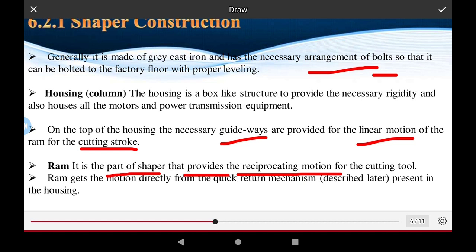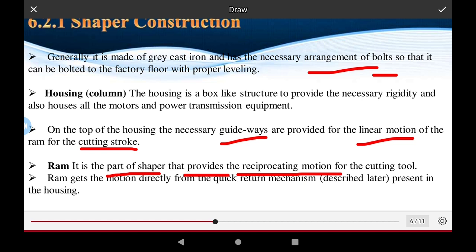The ram on the top part of the machine moves in reciprocating, linear motion. The forward motion cuts the metal, and the return motion does not cut the metal. The ram gets its motion directly from the motor, which converts electrical energy into mechanical energy for the forward and backward linear motion of the ram.